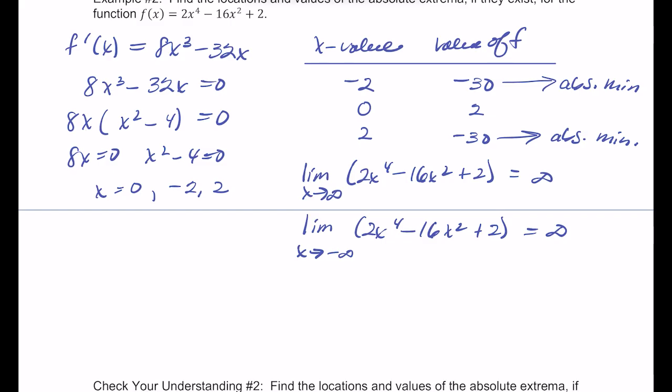So, again, as you plug in numbers closer and closer to negative infinity for x, the value of y is going to get larger. The same goes if you plug in values of x towards infinity, the value of y is going to get larger and larger. So there is no absolute maximum here. We only have an absolute minimum, and that absolute minimum is negative 30. Okay, it occurs at two x values. One of them is negative 2, the other is positive 2.